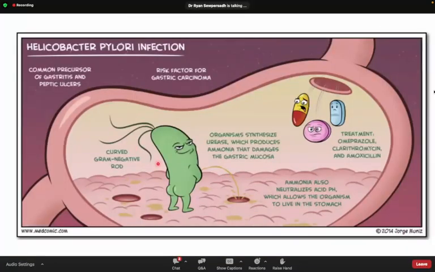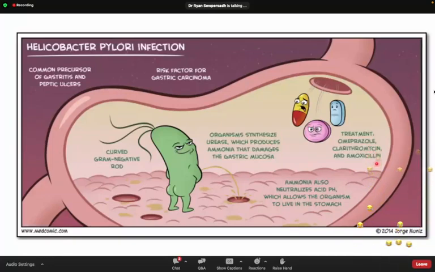Okay, this is a nice way of thinking about Helicobacter pylori. There's a naughty guy here. He's a common precursor for gastritis and peptic ulcers. It's a risk factor for gastric carcinoma. It's a curved gram-negative rod. He's busy peeing in here because he's producing urease, which produces ammonia that damages your gastric mucosa. Ammonia also neutralizes acidic pH, which allows the organism to live in the stomach.